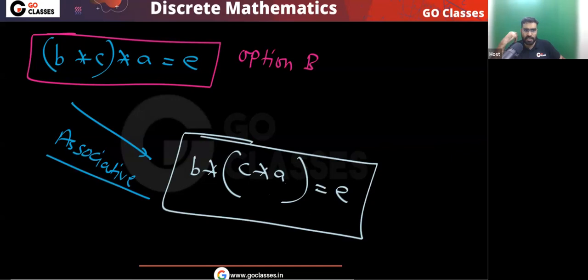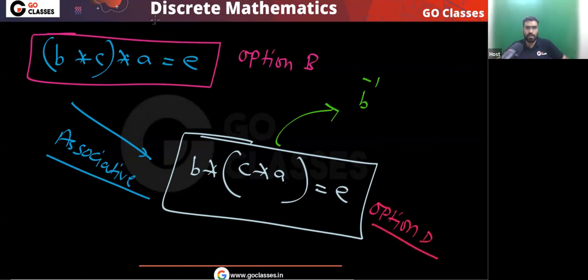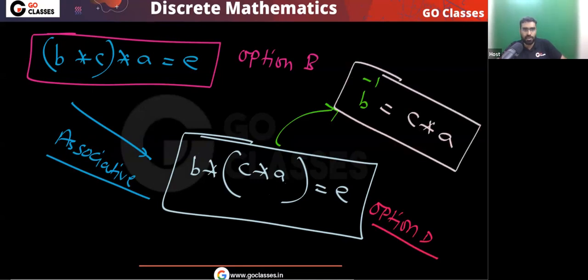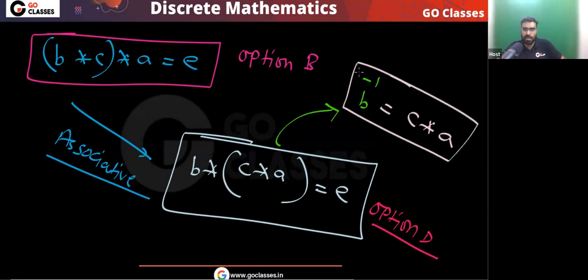Okay, one more interesting thing. Even though the question is not asking, what can you say about B inverse? This is your option D. You can easily notice B inverse is C star A. So we got A inverse, B inverse, and C inverse. All of them we got.